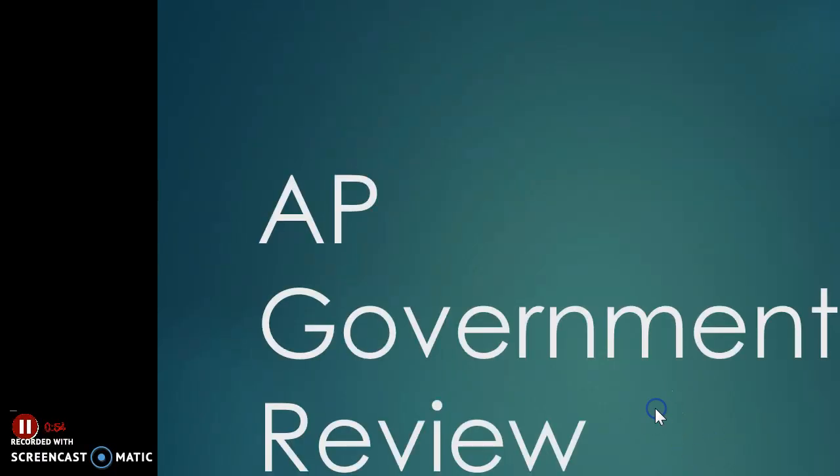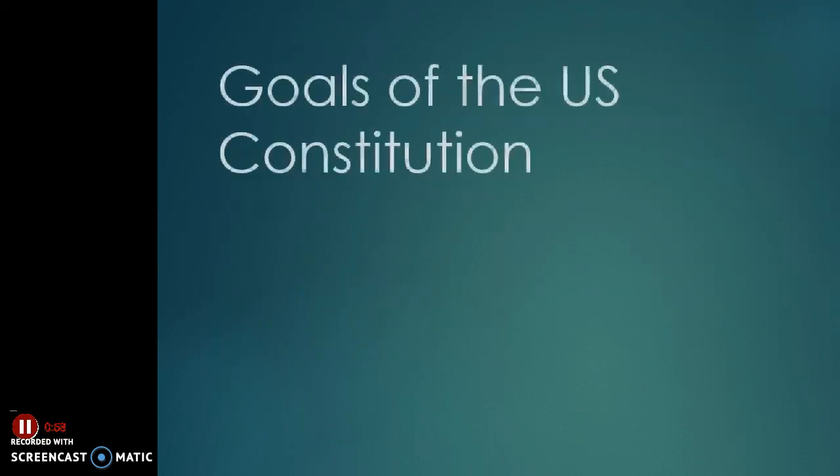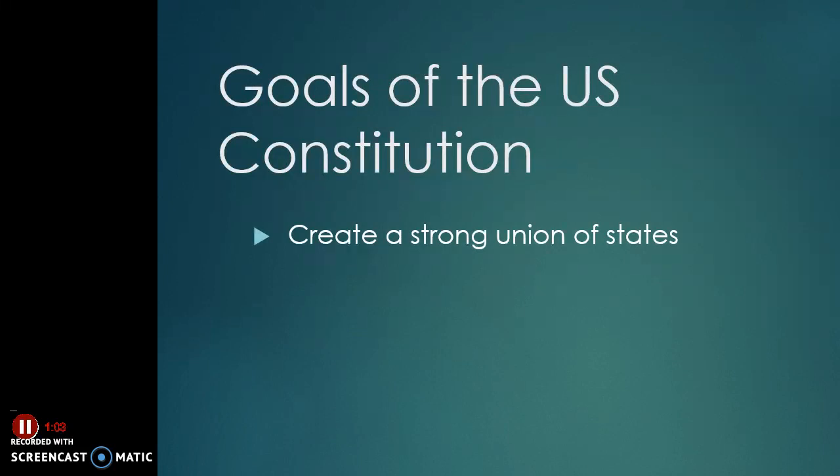So first thing we're going to look at is Constitutional Underpinnings, Unit 1, and the goals of the U.S. Constitution. What we need to understand is that the idea of the Constitution was to go in and fix the weaknesses of the Articles of Confederation.